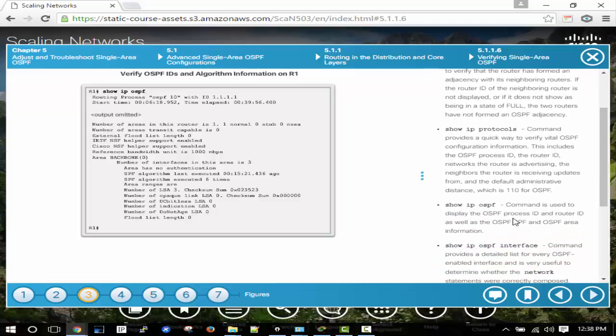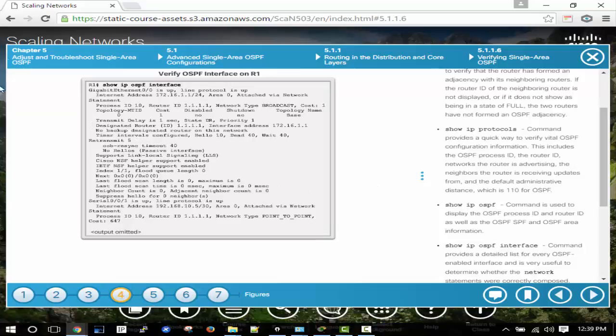Command is used to display OSPF process ID and router ID, as well as OSPF shortest path first and OSPF area information. We'll talk about some of these LSAs in a second and that kind of thing. It says we're in the backbone area. Yeah, so don't know. Might have to use that sometime.